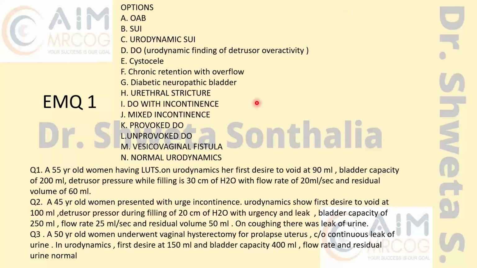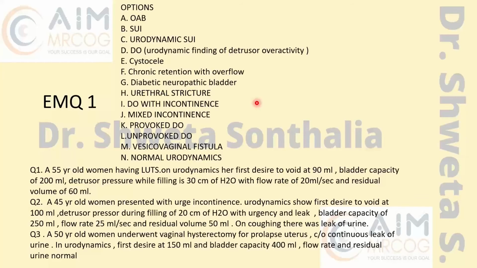A 45-year-old woman presents with urge incontinence. Urodynamics show first desire to void at 100 mL. Detrusor pressure during filling 20 centimeters of water with urgency and leak. Bladder capacity 250 mL. Flow rate 25 mL per second. Residual volume 50 mL. On coughing, there was leak of urine.